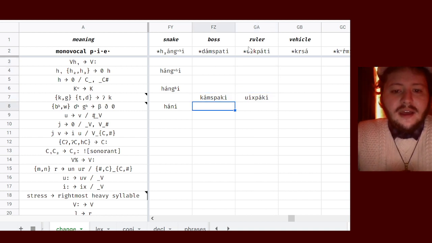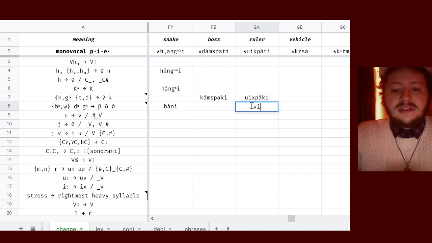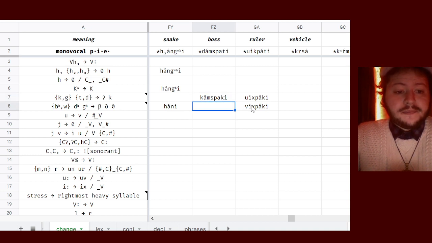So the next thing that affects this word is that W is going to become the V sound, which I write with V. So it's going to be V. Baki. Rikbaki. Kamspaki doesn't do anything else.